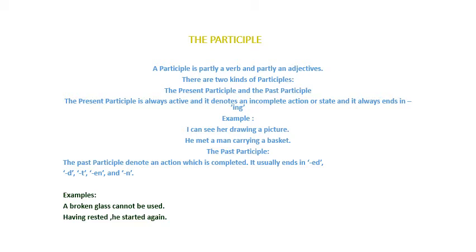The past participle denotes an action which is completed. It usually ends in ed, d, t, en, and n. Example, a broken glass cannot be used. Having rested, he started again.